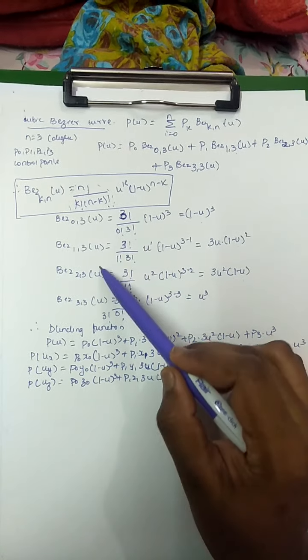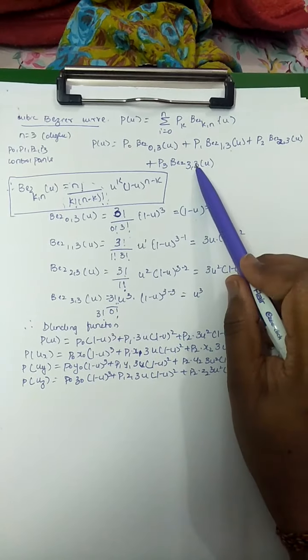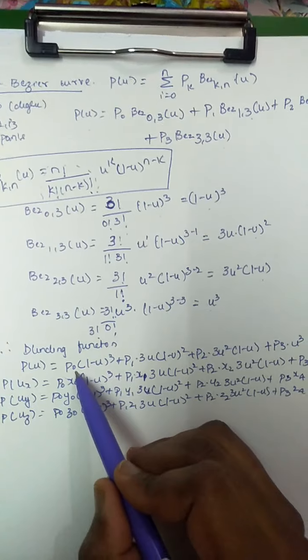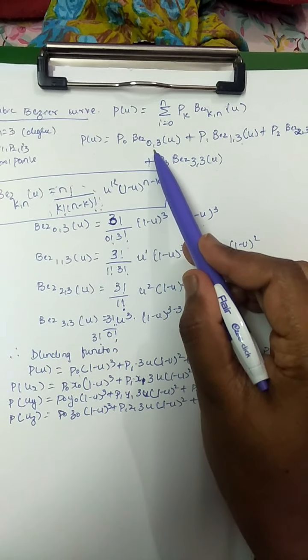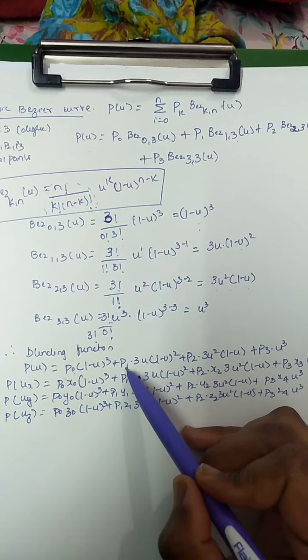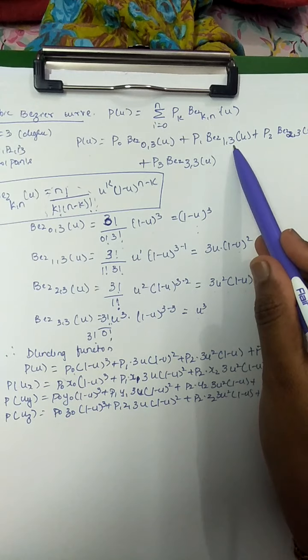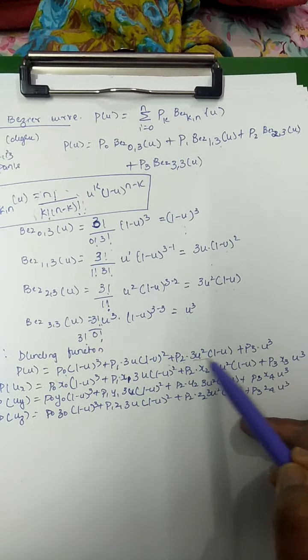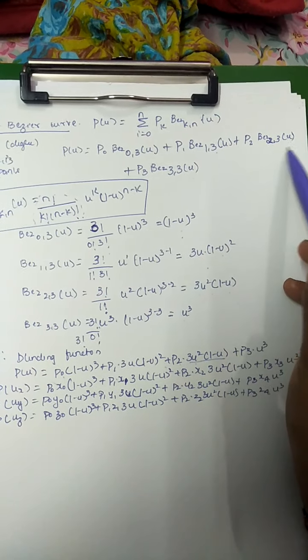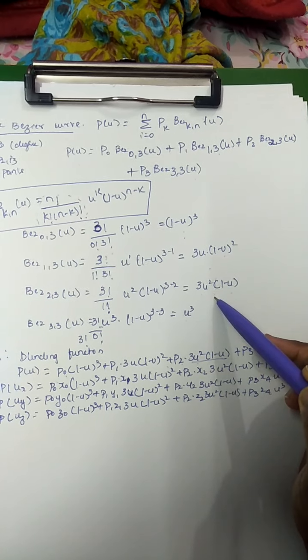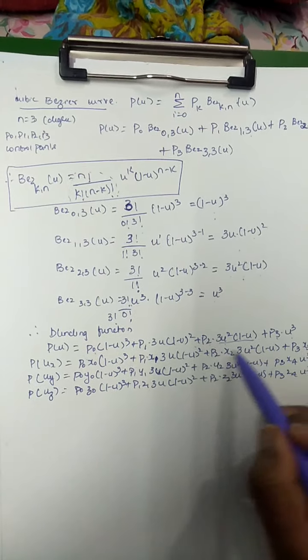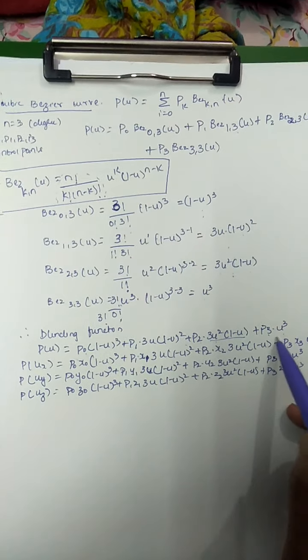So substitute these 4 here, 1 2 3 4. On substituting, I'll get this equation. P of u is nothing but P0 into 1 minus u cube, plus P1 into 3u into 1 minus u square, plus P2 into 3 u square into 1 minus u, then P3 into u cube. This is the general equation.